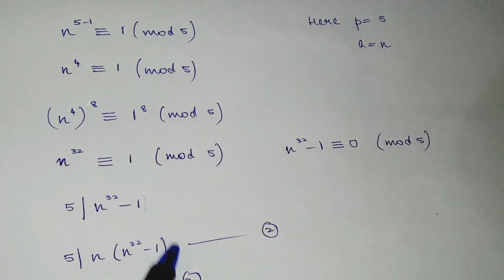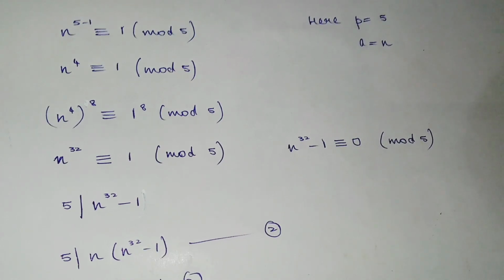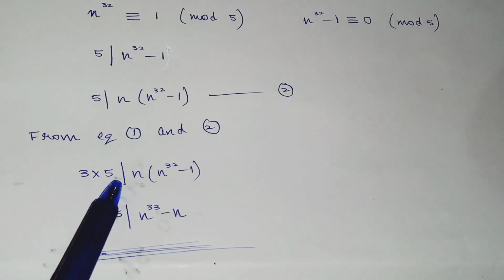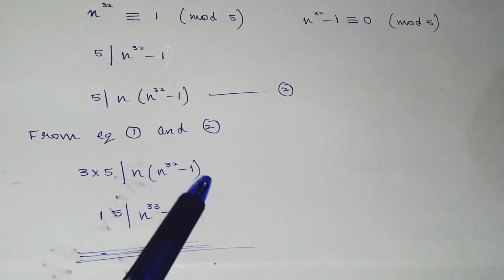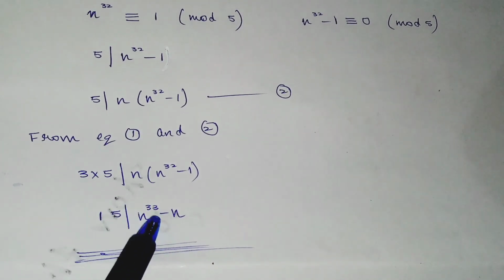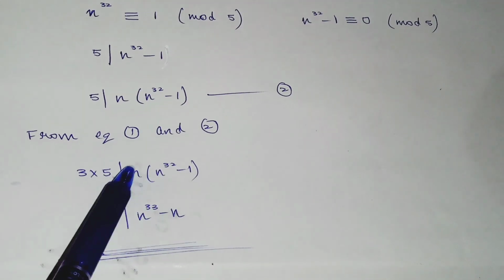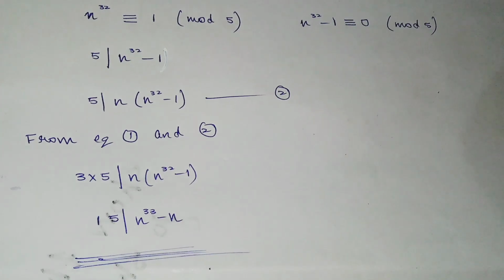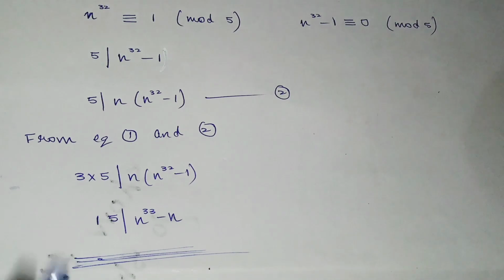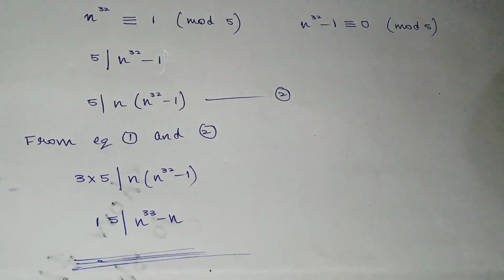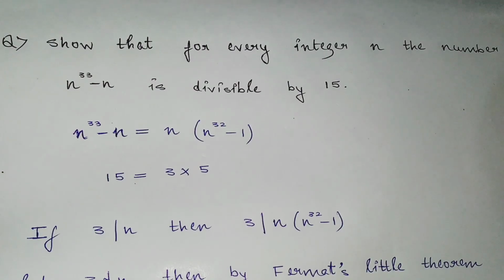Let us take this equation as equation number 2. From equation number 1 and equation number 2, we can write 3 into 5 divides n into n raised to 32 minus 1. So 5 into 3 is 15, 15 divides n raised to 33 minus n. Multiplying n inside the bracket, we get n raised to 33 minus n. Here is the proof: for every integer n, the number n raised to 33 minus n is divisible by 15. I hope this question is clear.